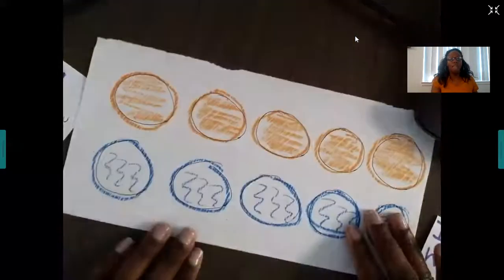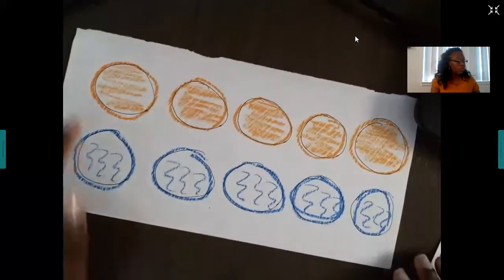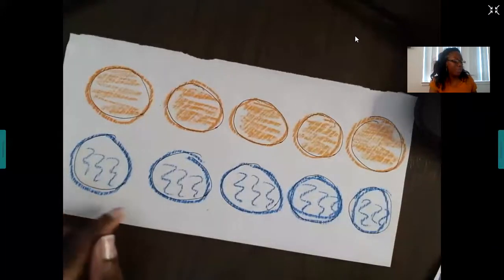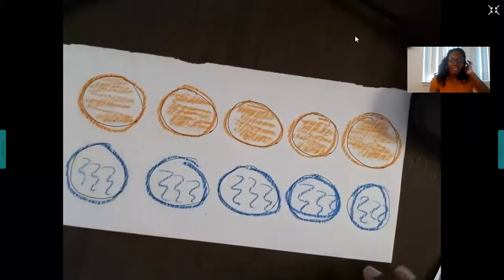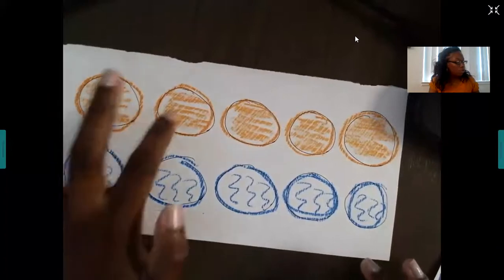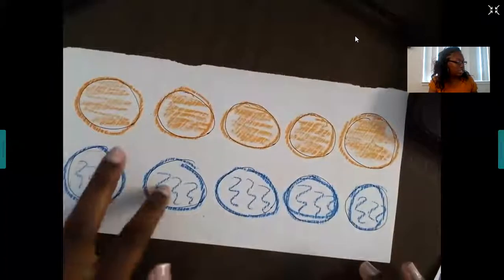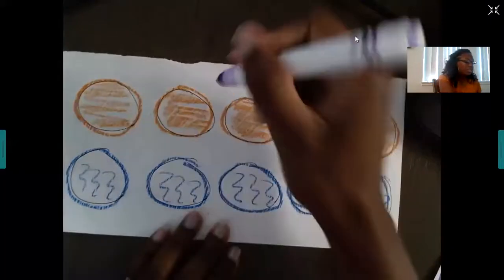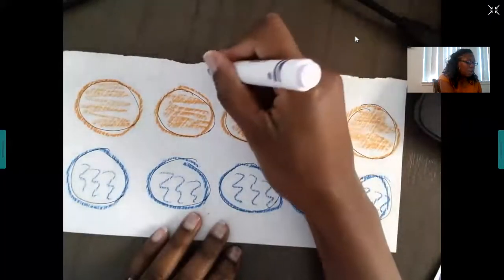Okay, so the first example Ms. Bowen wants to show you is that she has a whole of 10. Remember, whole is everything that I have in the picture. Today I have 10 circles. 1, 2, 3, 4, 5, 6, 7, 8, 9, 10. 10 circles, 10 is my whole.